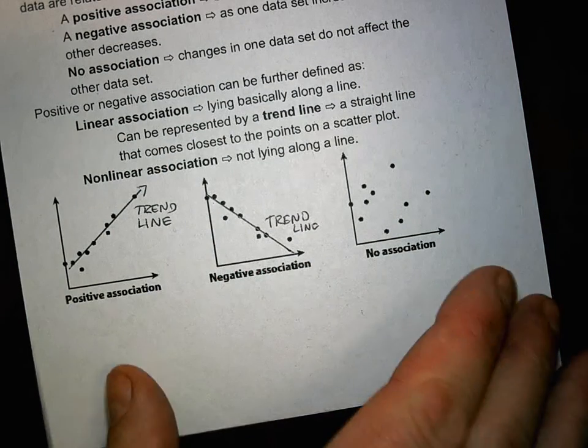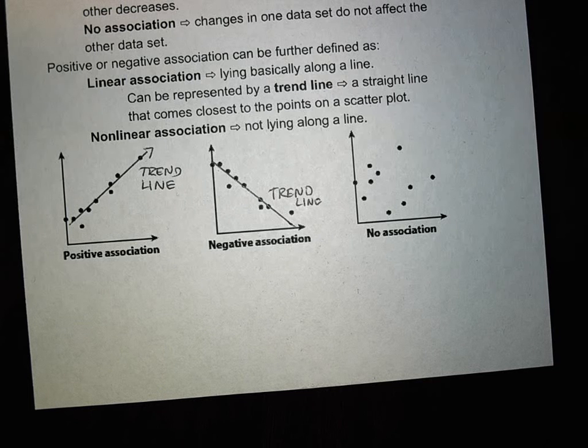Now, why would I draw a trend line? To see where the trend's at. If I draw a line on a graph, what can I do with that line? I can make an equation, which means I can use that to estimate.